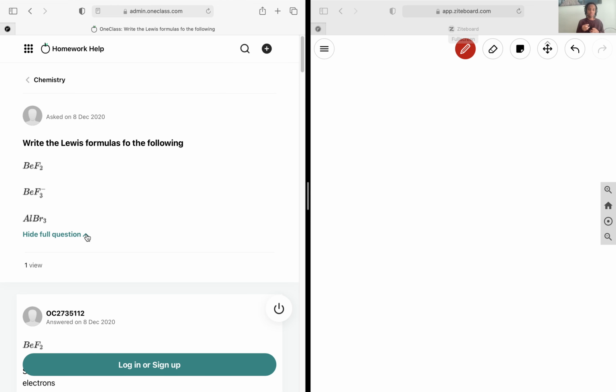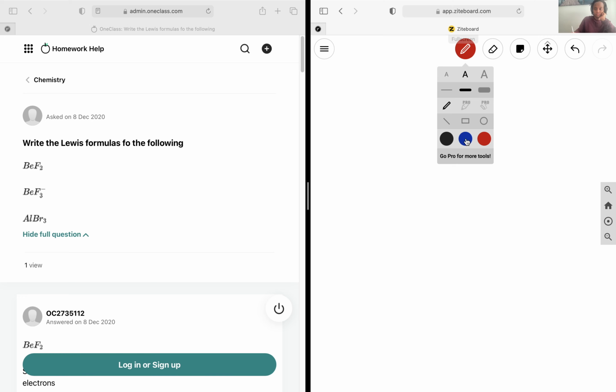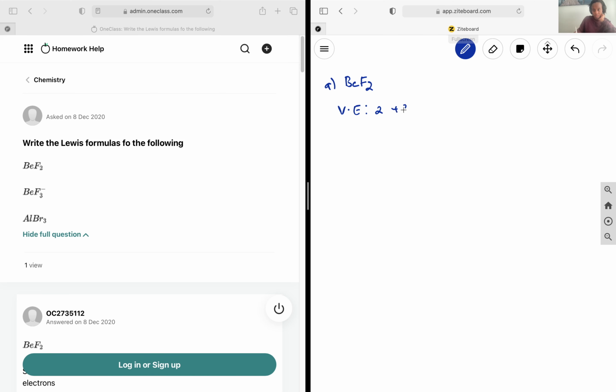So for our first question, we're going to be looking for the Lewis formulas of the following. And so we start by counting the valence electrons. We have 2 from beryllium and 2 by 7 from the fluorine, and then we don't have any charges. So that is just going to give us 2 plus 14. So we have 16 electrons to manage.